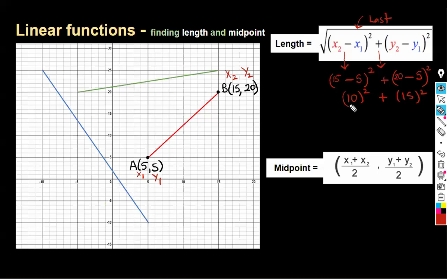Let's square each one. 10 squared is 100. I guess we all know that by now. 15 squared is, if you don't trust me, 225. You can check it on your calculator. Guess what we have to do with both of them now? Add it. 100 plus 225 is 325. Take them up to there. We're almost done.